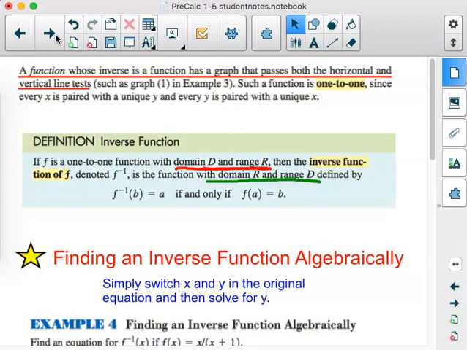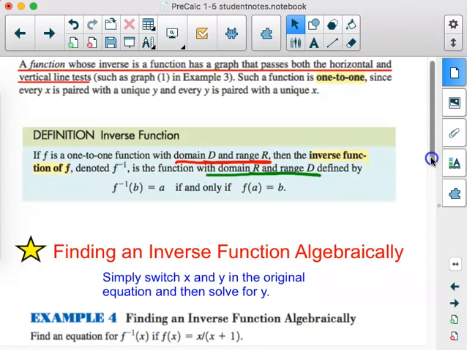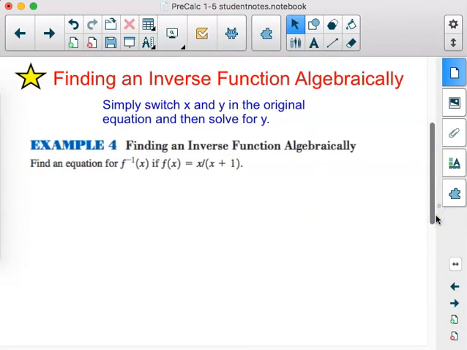So, as we keep working on our list of objectives, our concepts here, now we want to find these. And again, there's two really basic steps. Sometimes it takes more steps than that, but the basic steps are, number one, switch the x and the y. And number two, get y all by itself. So see what you have and figure out how you can get it to say y equals.